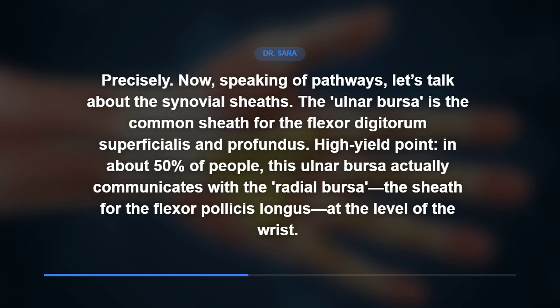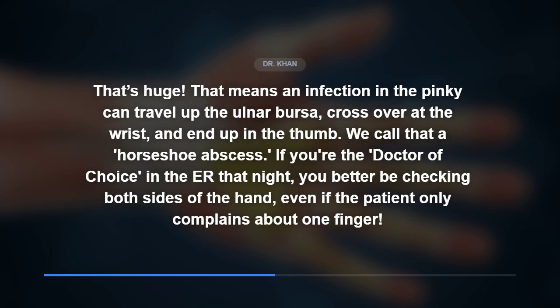Precisely. Now, speaking of pathways, let's talk about the synovial sheaths. The ulnar bursa is the common sheath for the flexor digitorum superficialis and profundus. High-yield point, students. In about 50% of people, this ulnar bursa actually communicates with the radial bursa, the sheath for the flexor pollicis longus, at the level of the wrist.